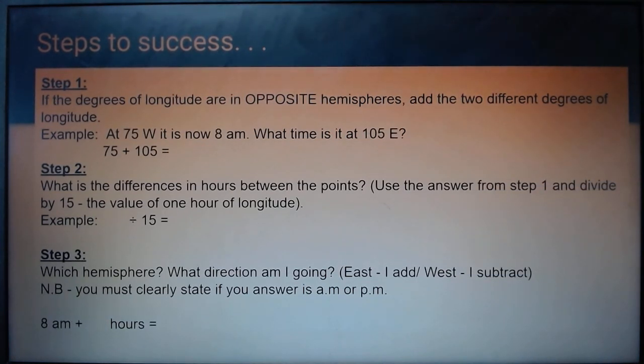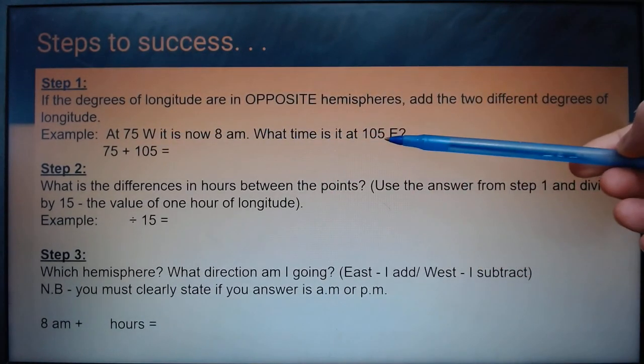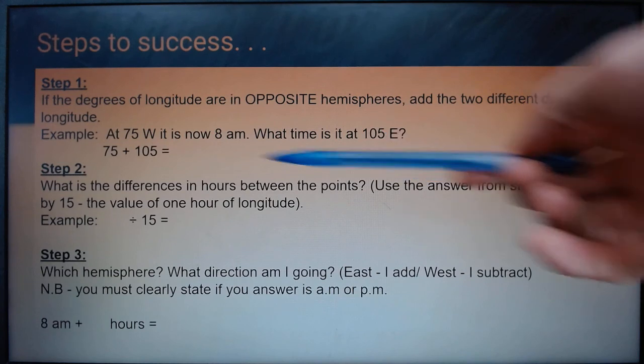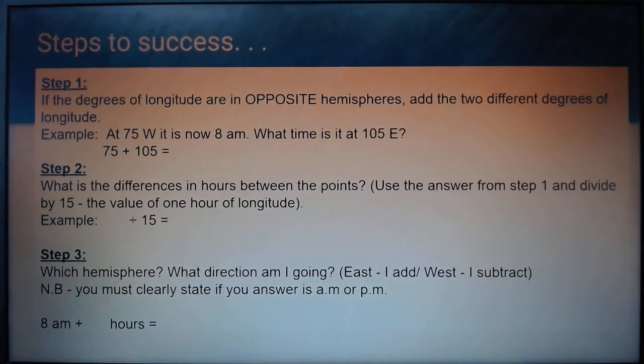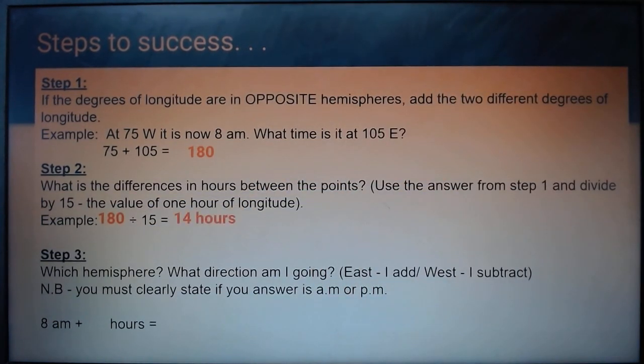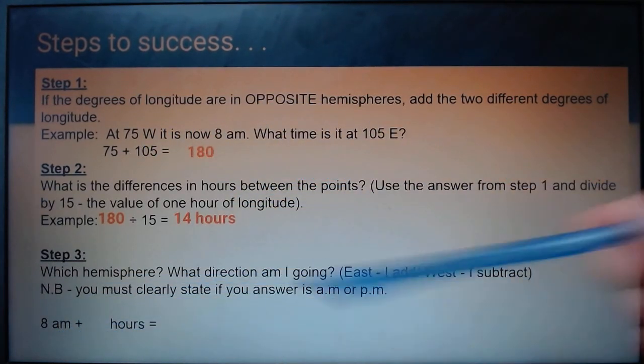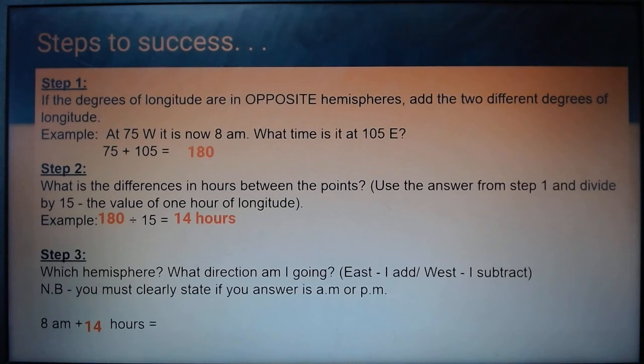The second one then, okay, we know it's 75 degrees west, it's 8 a.m. We want to know at 105 degrees east what time it is. So again, they're different hemispheres, so we add them. This is going to be a big one, 180. We need to then divide 180 by 15. We get 14 hours. Okay. Now this is tricky. I want to see who can do this. So we know it's 8 a.m. We are west, we're headed east, so we're going to add on our 14 hours.